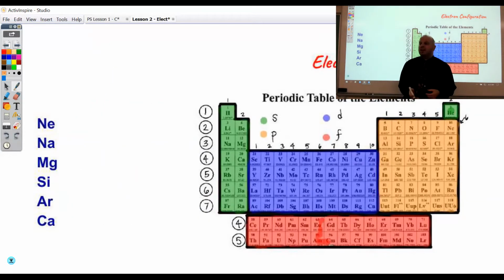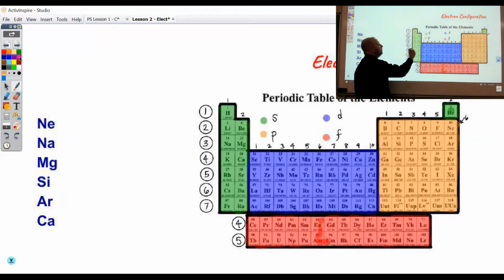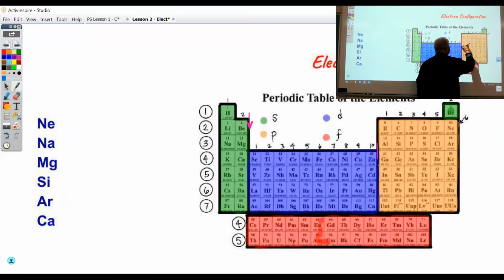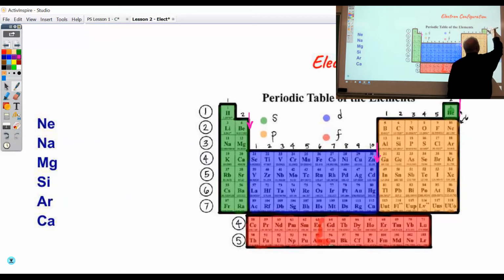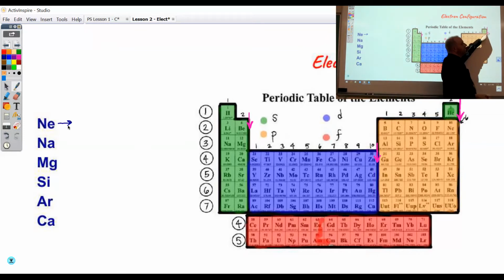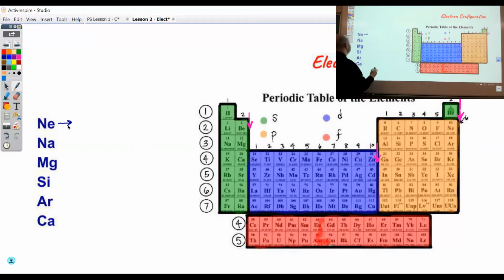So now we're going to jump ahead a little bit. So let's take a look at neon. So neon is all the way at the end here. I'm going to go ahead and add my pink arrows back in. So they're going to go here. Anytime we cross that. Anytime we cross here. Anytime we cross here. So if I'm going all the way to neon, start up here, I get to my first pink arrow, I write down 1s2.